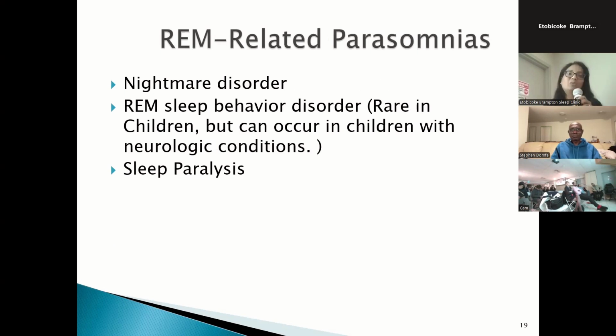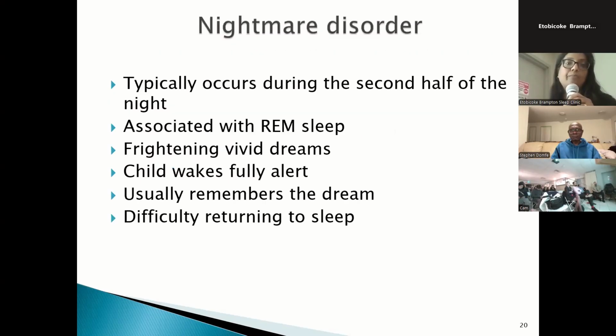The next parasomnia, we go for the REM-related parasomnias: nightmare disorder, REM sleep behavior disorder, rare in children but can occur in children with neurologic conditions, and sleep paralysis.